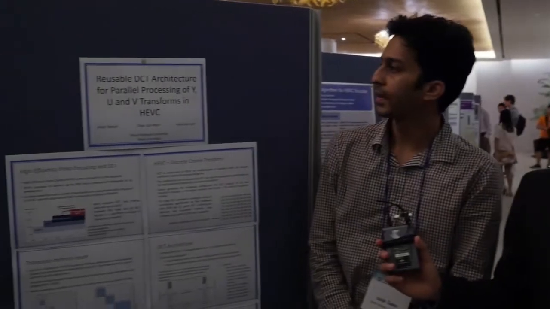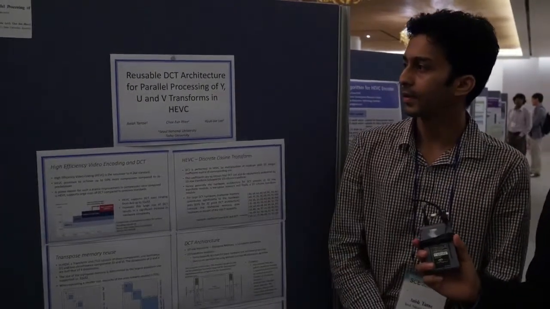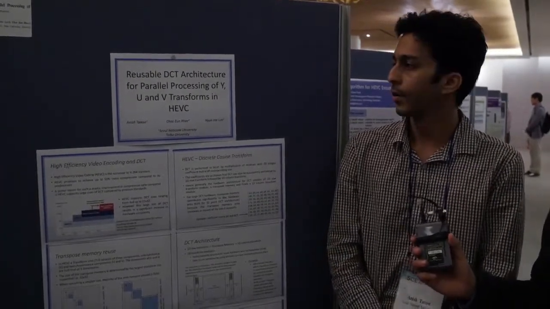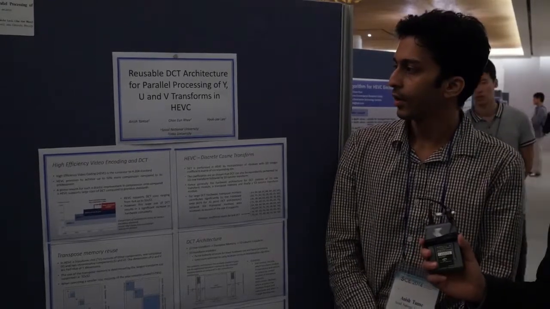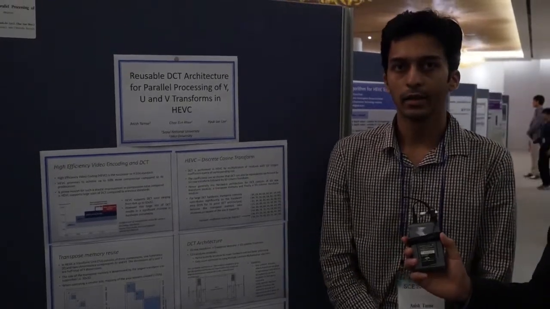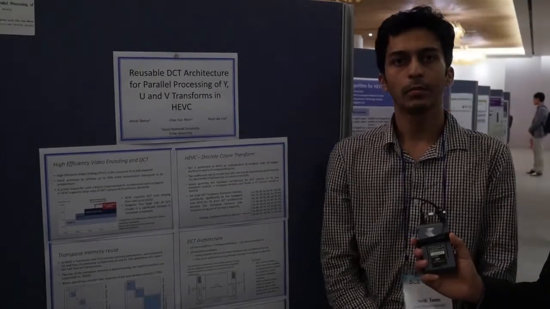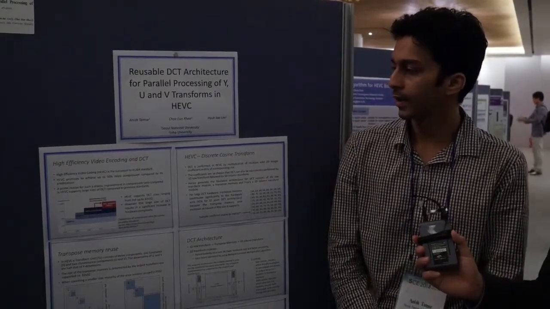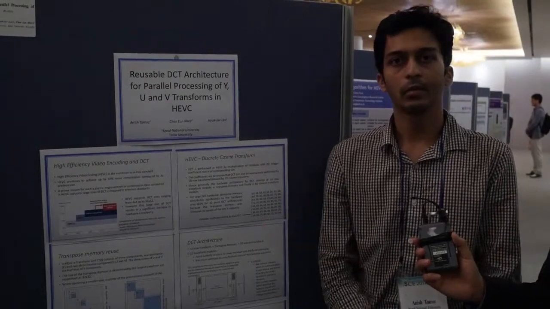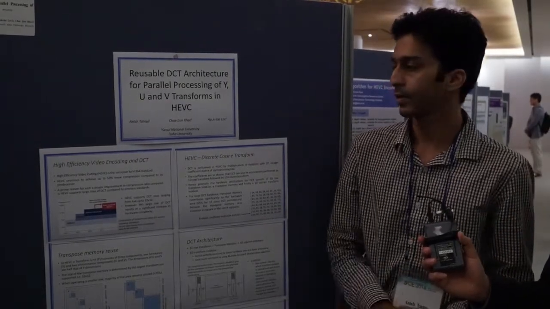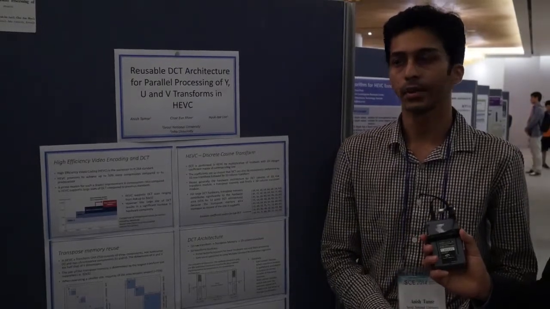Yeah, hi. This paper is titled Reusable DCT Architecture for Parallel Processing of YUV Transforms in HEVC. HEVC is the latest video coding standard, which comes after its predecessor H.264. One of the important promises of HEVC is that it offers 50% more compression ratio compared to its predecessor. One of the prime reasons for this is that it supports a large transform size.